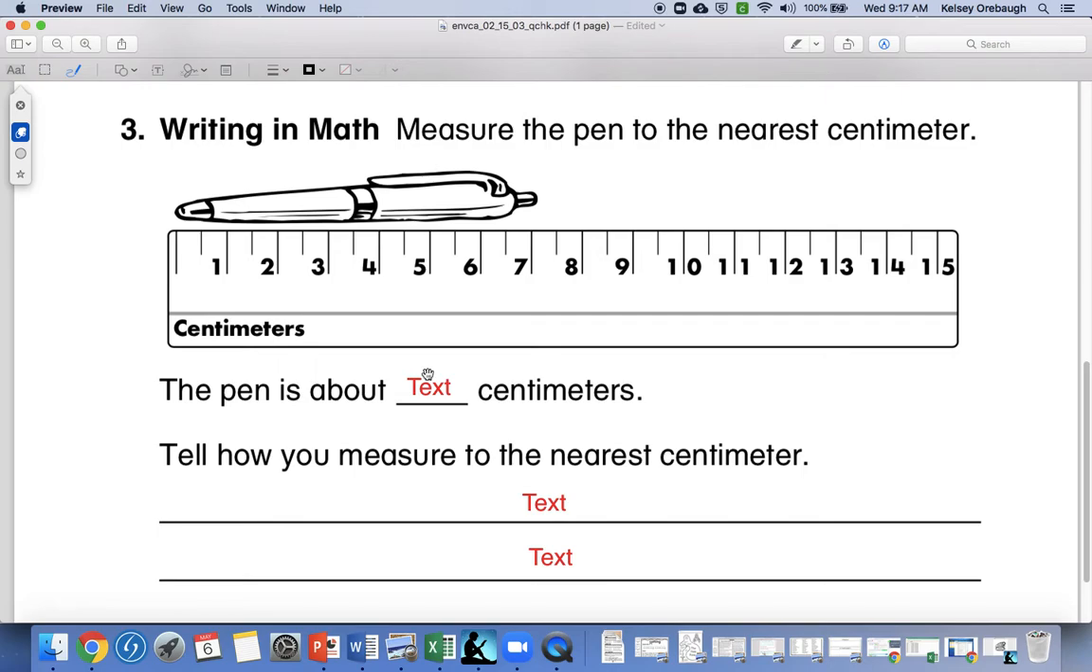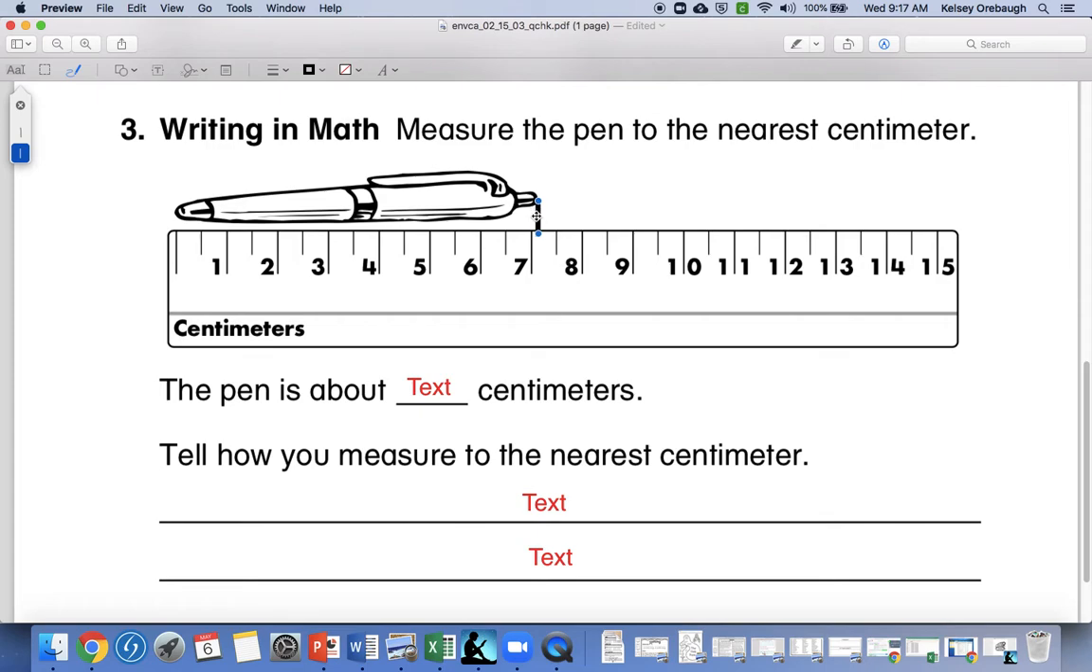Okay, so I have a pen here. I can see one end of the pen is lined up with the 0 marking, and the pen stretches all the way to this point. I'll draw a line to show you. It's not a perfect line, but I can see that the pen falls between the 7 centimeter marking and the 8 centimeter marking on my ruler.